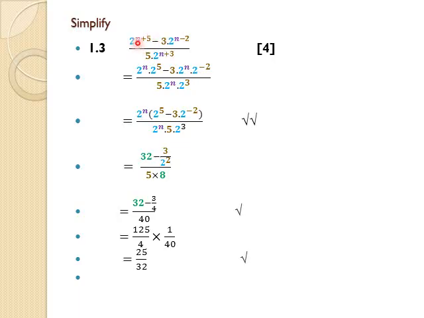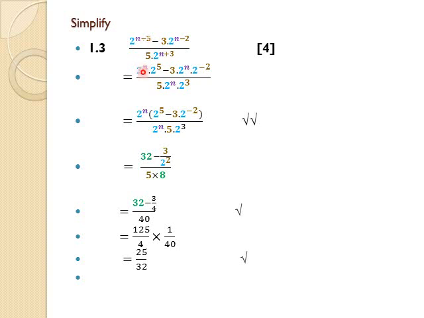But given 2 to the power n plus 5 minus 3 times 2 to the power n minus 2 over 5 times 2 to the power n plus 3. Now the first step here, splitting, is to make sure you don't make an error. You don't get a mark for it, so you don't need to do it. But if you're error prone, just get in the habit of doing it.